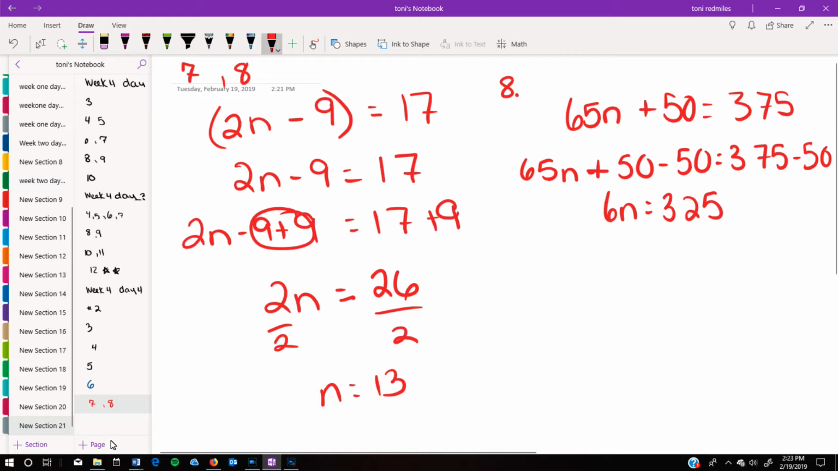All right, the 65 is being multiplied, so I'm going to divide. And 65 goes into 325, not evenly. It goes into that about 5.0 something. You can just round it to 5 hours, though a mechanic will probably charge if you go into the next hour.